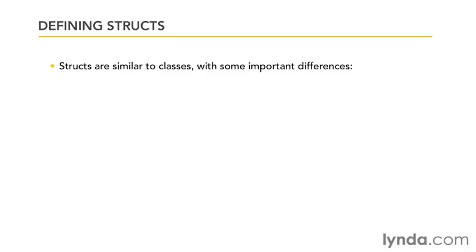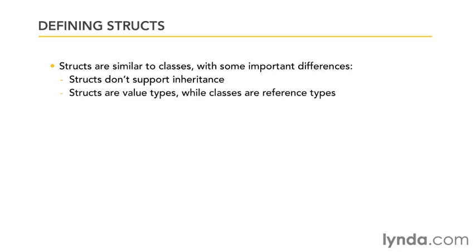If you're coming from a language such as C or C++, you're probably familiar with the notion of a struct. And if you're not, don't worry about it. I'll explain it here. But structs essentially are similar to classes, but there are some important differences that you're going to find. First, structs don't support inheritance. When you define a struct, you define its members and its data types and so on, but you can't derive one struct from another. Structs are also value types, while classes are reference types.